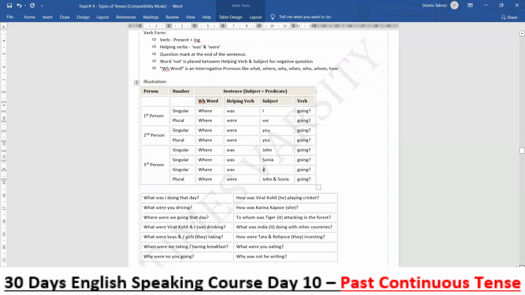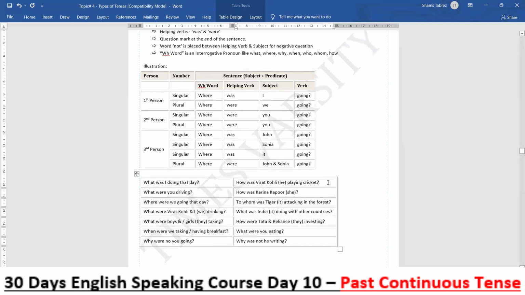If we talk about the last India-Pakistan match, somebody who might not have watched the cricket match may ask, how was Virat Kohli playing cricket in that match? Similarly, how was Kareena Kapoor acting in that film? You can add some other extra words, right? And similarly, to whom was the tiger attacking in the forest? So this is WH word now.